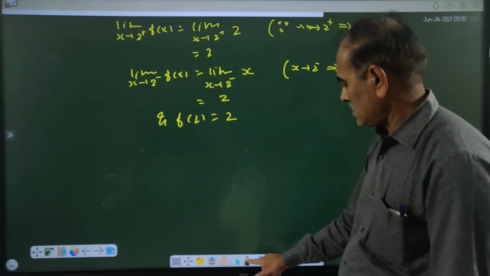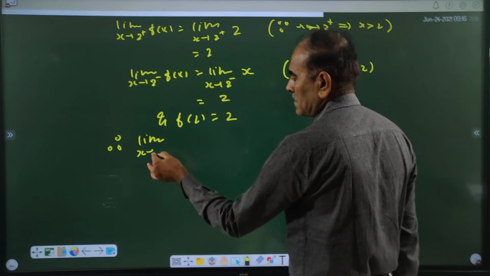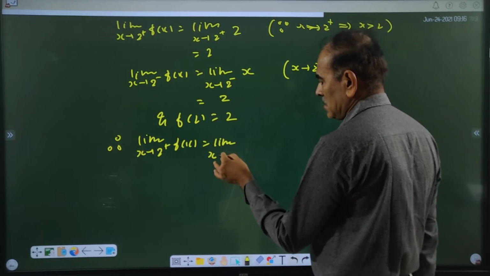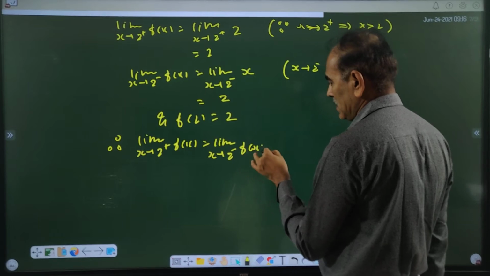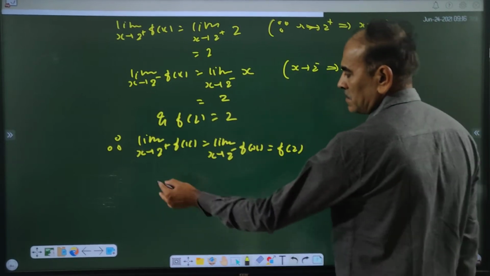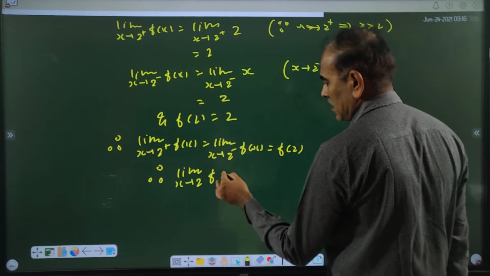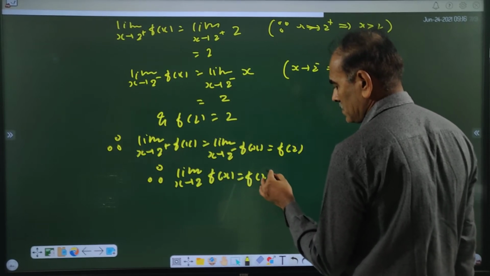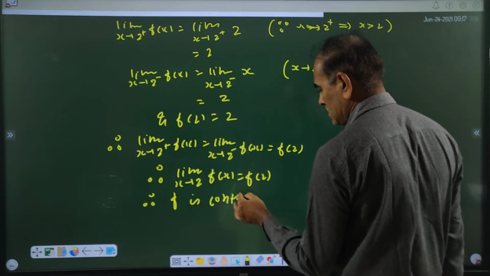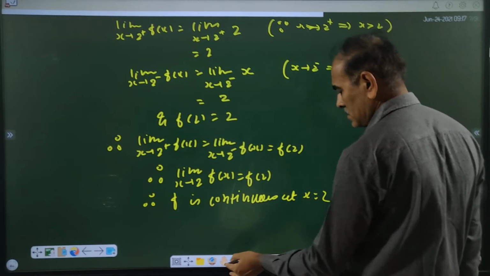So what do we say? Limit x tends to 2 plus f(x) is the same as limit x tends to 2 minus f(x), which is the same as f of 2. And therefore the limit is 2. Limit x tends to 2 f of x is f of 2, and therefore f is continuous at x equal to 2.